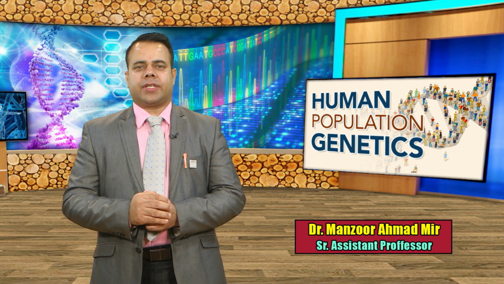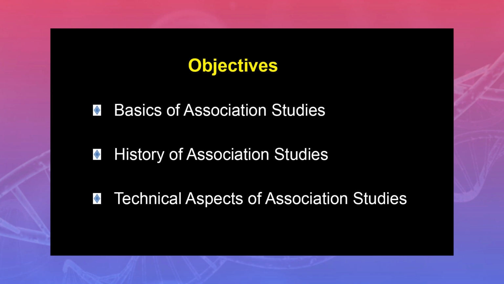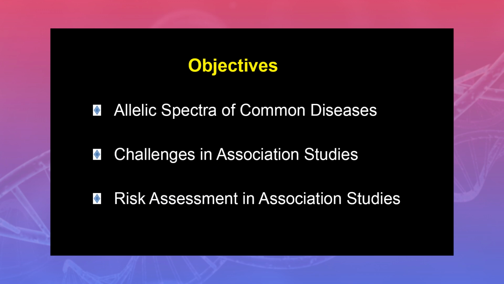Today we are going to discuss the topic population and disease association studies. The main objectives of today's lecture are to know the basics of association studies, to know the history of association studies, to know about technical aspects of association studies, to understand the allelic spectra of common diseases, to discuss the challenges in association studies, and finally to discuss the risk assessment in association studies.